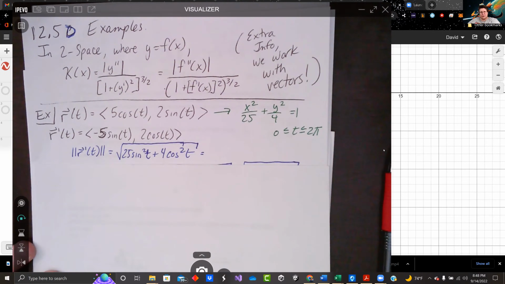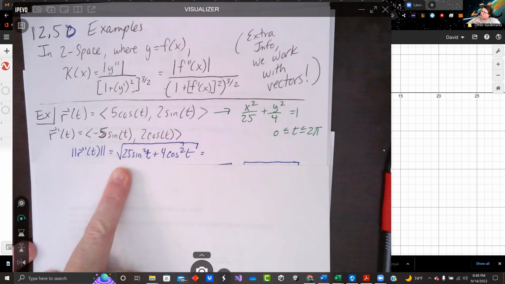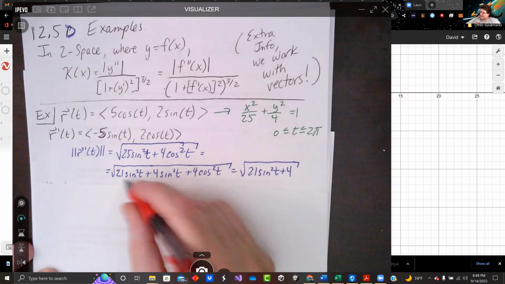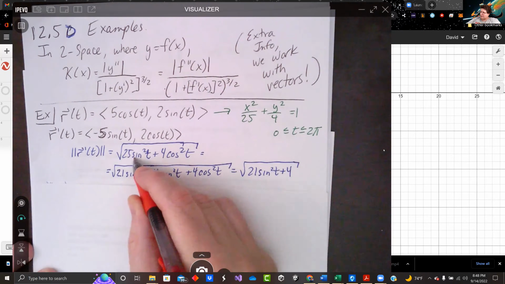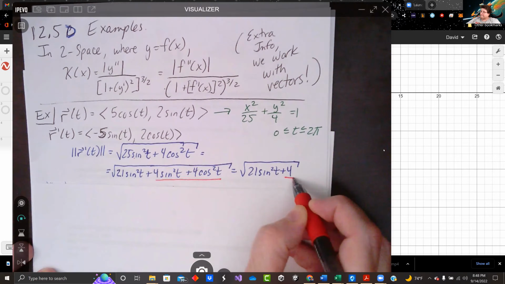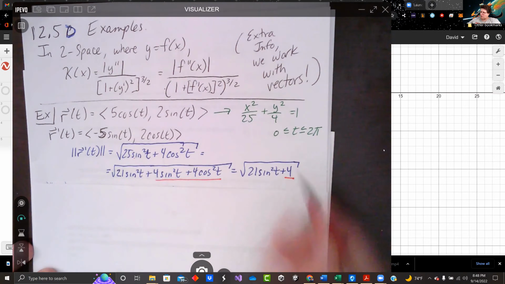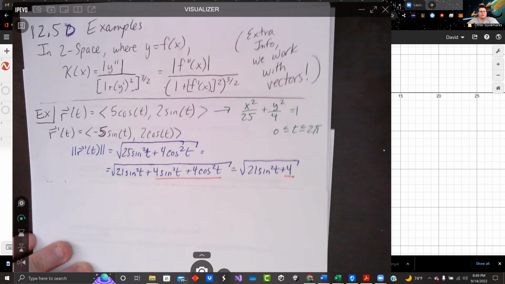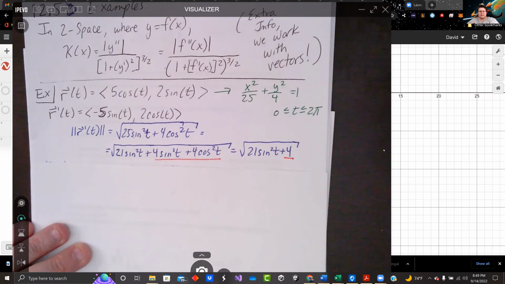So we're going to break this 25 into 2 parts. We're going to write it as 21 sine squared t plus 4 sine squared t. That way I can put these two together and make that a 4. It just makes it a little bit cleaner, not a whole lot, but that's what we're going to use. So the magnitude of r prime is the square root of 21 sine squared t plus 4.